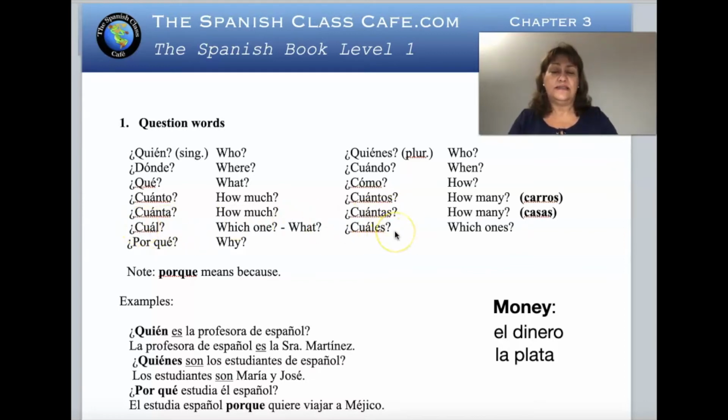¿Cuál and cuáles? This has to do also with the number only. If you are thinking about which one that is singular, it is cuál, and if it's which ones, it is cuáles.